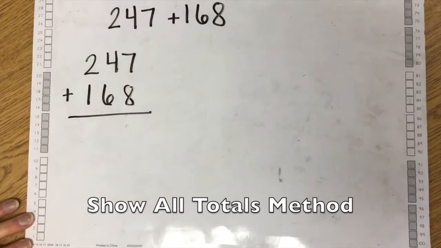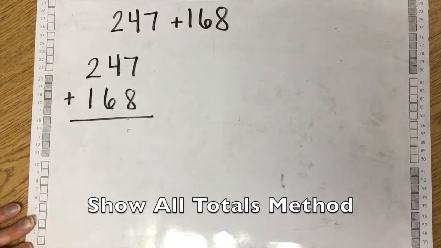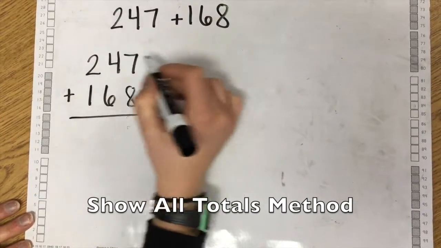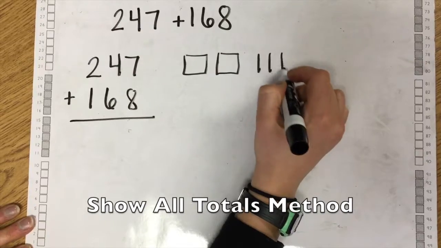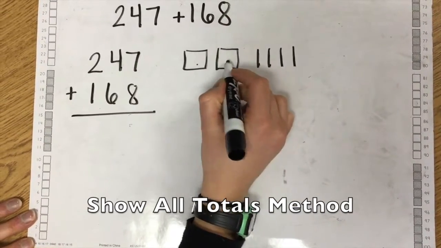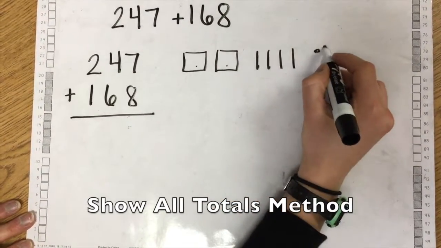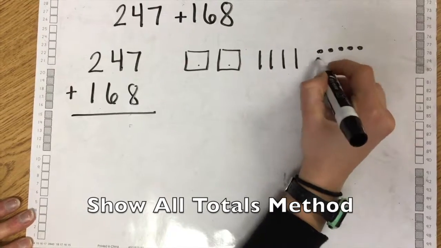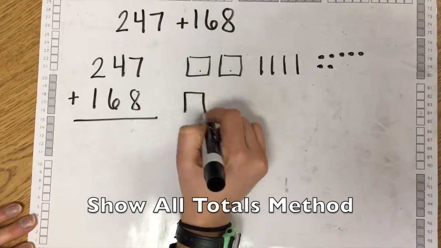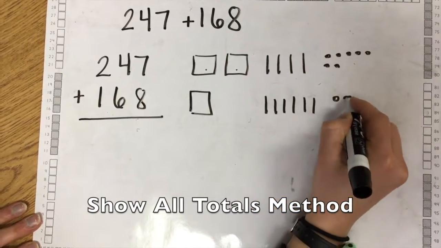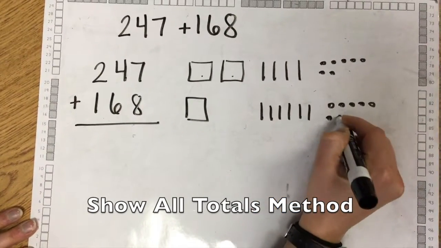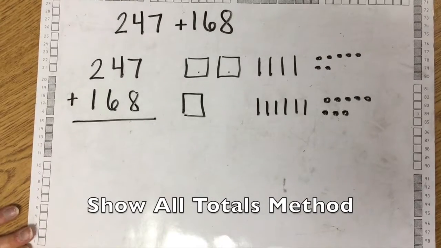Then the first step we have them do is draw a proof picture. So next to each number, they need to draw the proof of each number. We have 2 hundreds, 4 tens, and then 7 ones. And for 168, so that would be their proof picture.